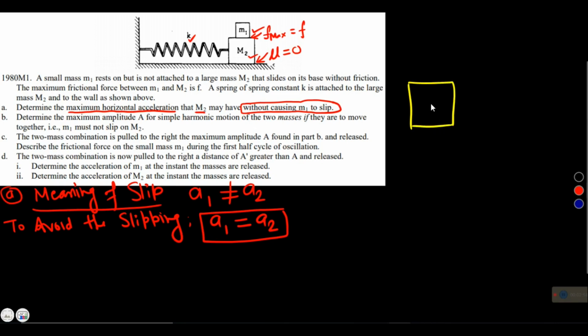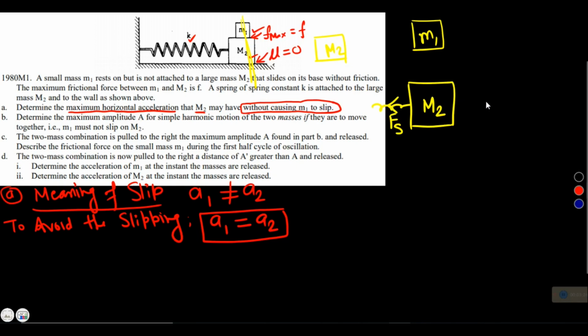See, this is block m2, and this is your block m1. Let us suppose we have extended it from its mean position. Let us suppose this is its mean position and we have extended to the right somewhere, right? So there will be a spring force, that is Fs, and there will be a friction.